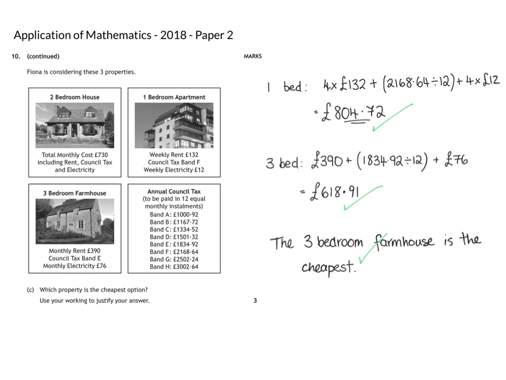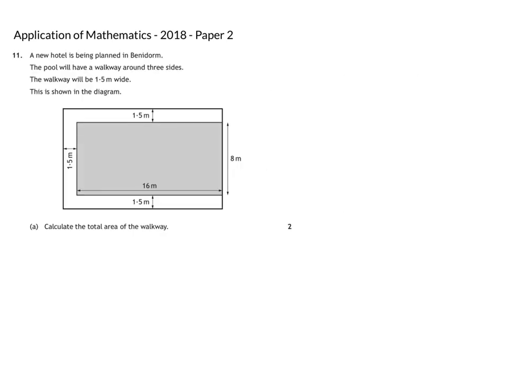Right, so on to question 11. We have a new hotel being planned in Benidorm. The pool will have a walkway around 3 sides. The walkway is 1.5 metres wide, which is shown there. We need to work out the total area of this walkway.